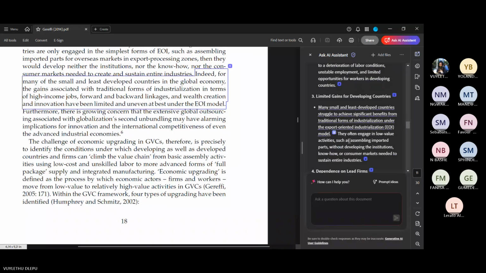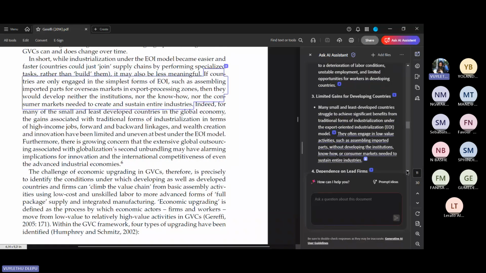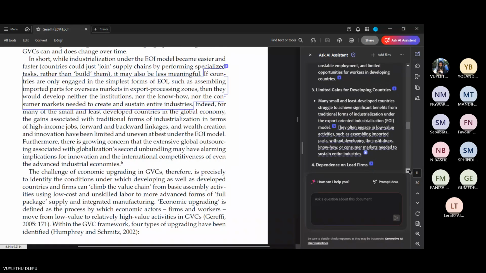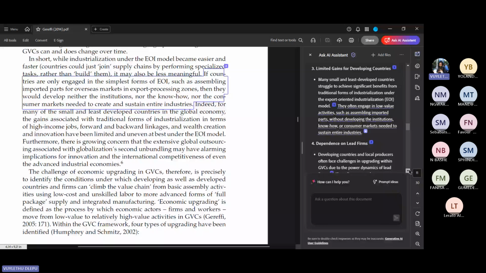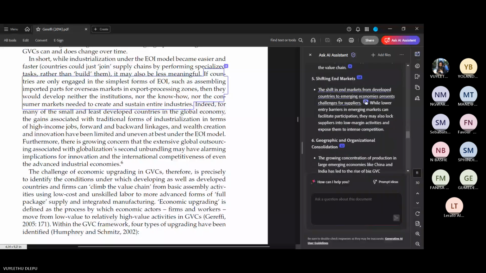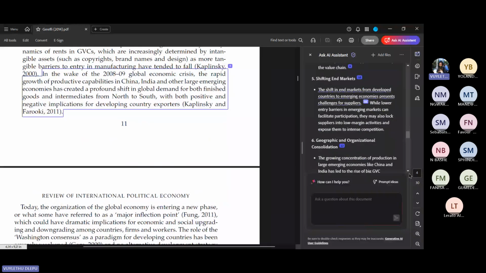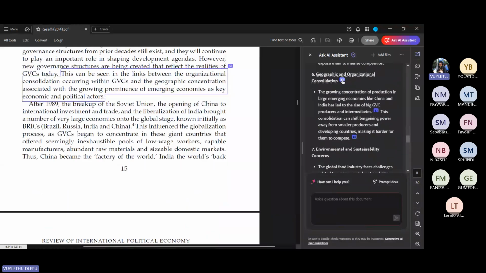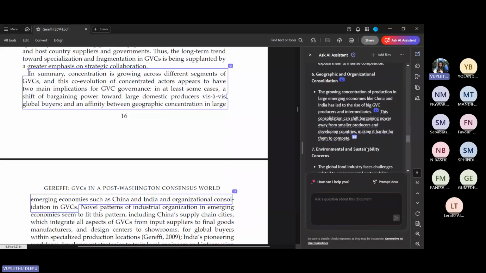Okay. It tells us on page 18 that many small and least developed countries in the global economy see limited gains associated with traditional forms of industrialization in terms of high income jobs. Okay, this article is a bit complex, but there is stuff that can come out. And then I think for now, the shifting end markets. Yeah, guys, I encourage you to have a read at this article, and take out what you can, even if it's one sentence.